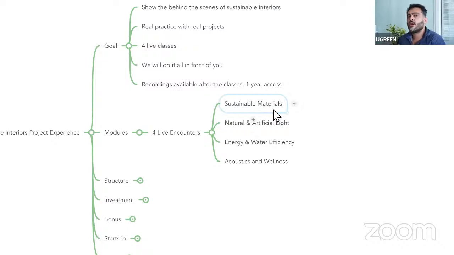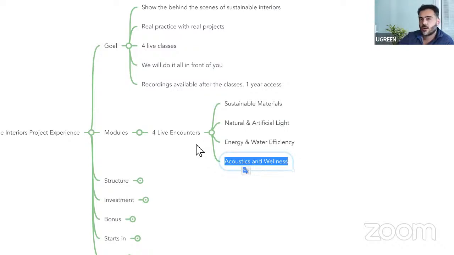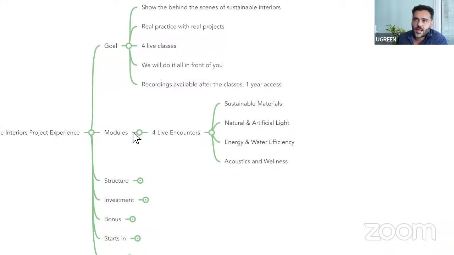So we are going to present our process of doing things: sustainable materials, natural and artificial light. Then we are going to talk about energy and water efficiency, how we address this in interior design. And acoustics and wellness, of course, we are going to address in a fourth class, okay? So 4 classes with a small group of people, a selected group of people who want to be in that and understand the possibilities of making sustainable interiors. This will be our 4 live encounters.